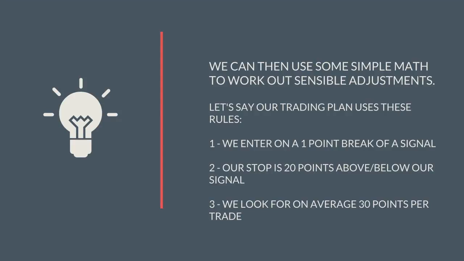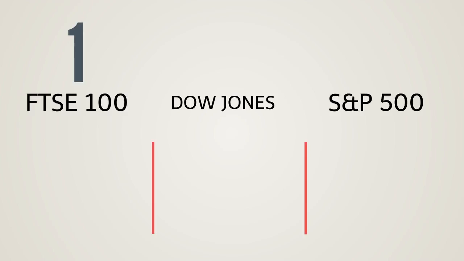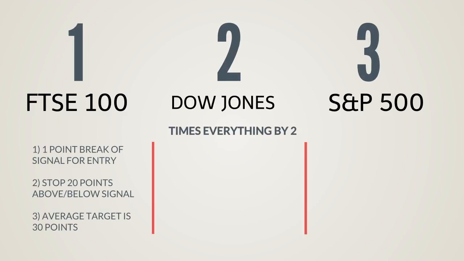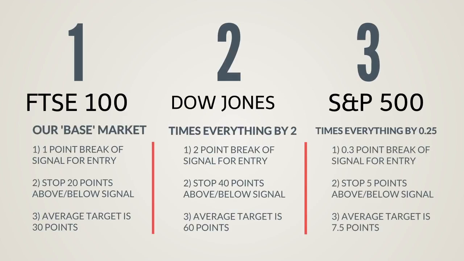Let's say our trading plan uses these rules. 1. We enter on a 1-point break of a signal. 2. Our stop is 20 points above or below our signal. And 3. We look for on average 30 points per trade. We simply use the difference in our average true range readings to work out the changes. The FTSE 100 is our base market. For the Dow Jones, we multiply everything by 2. For the S&P 500, we multiply by 0.25.